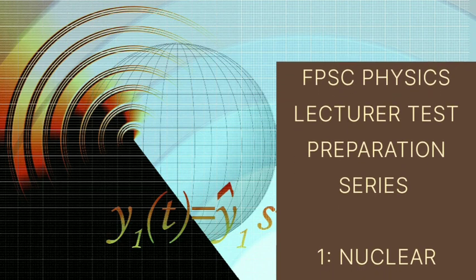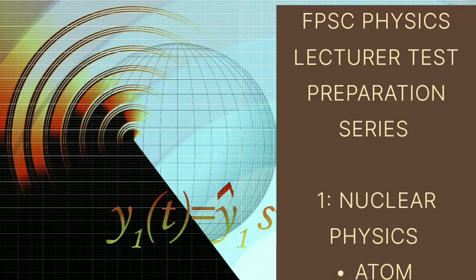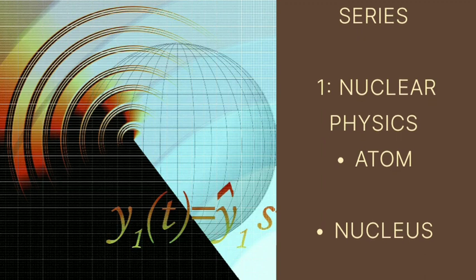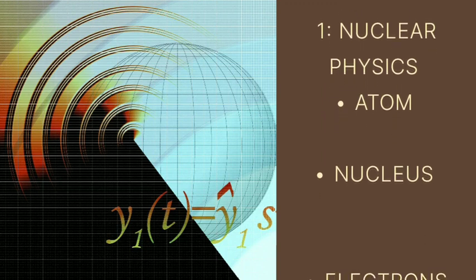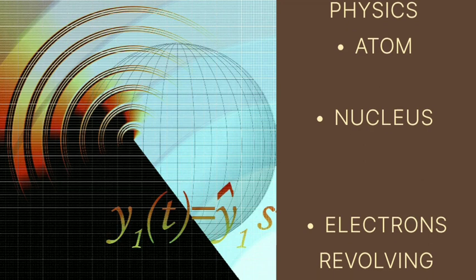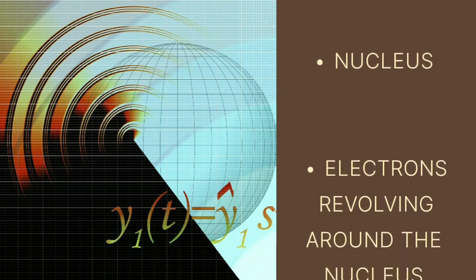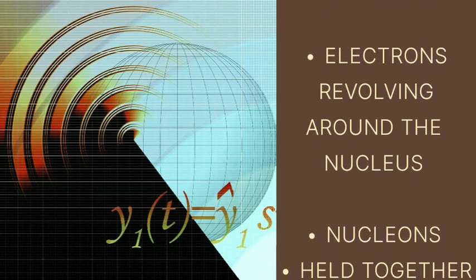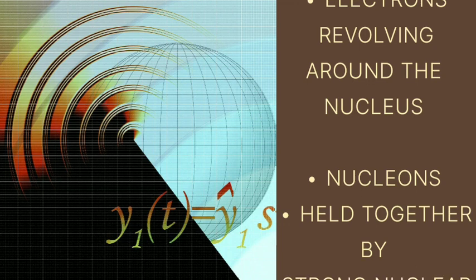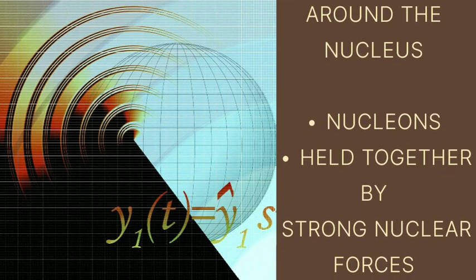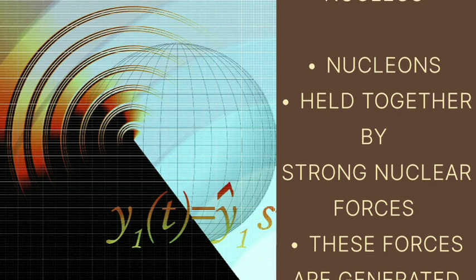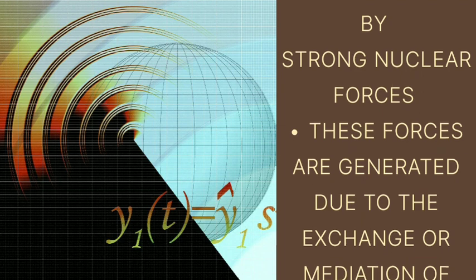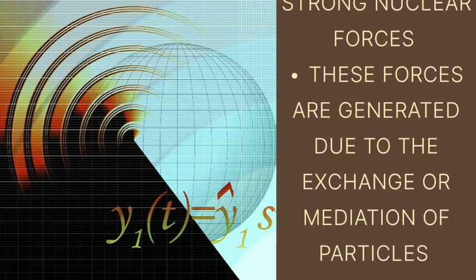First topic is nuclear physics, and it starts from the atom. Inside the atom, the central region is called the nucleus, and electrons are outside the nucleus revolving around the nucleus. The nucleus has nucleons, and these nucleons are held together by strong nuclear forces. These forces are generated due to the exchange or mediation of particles.